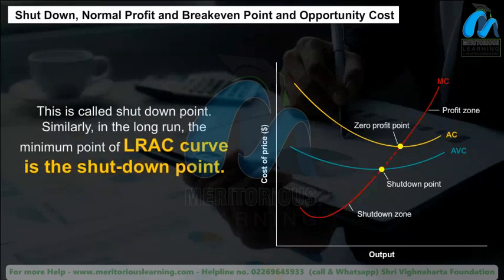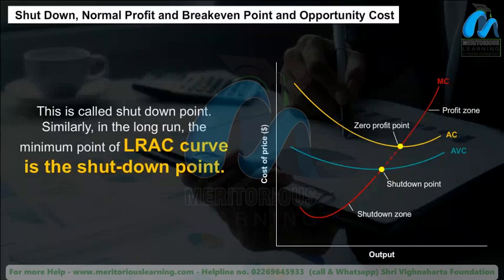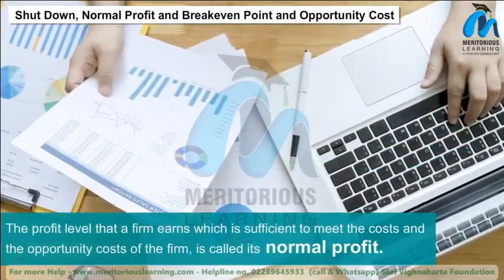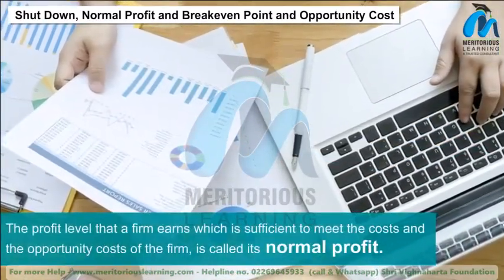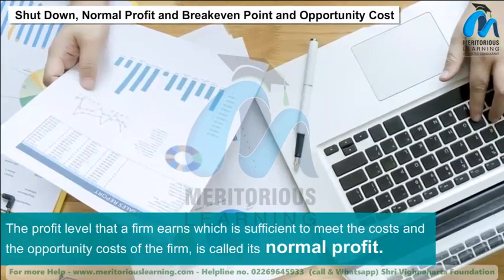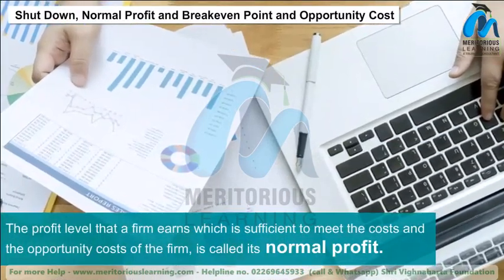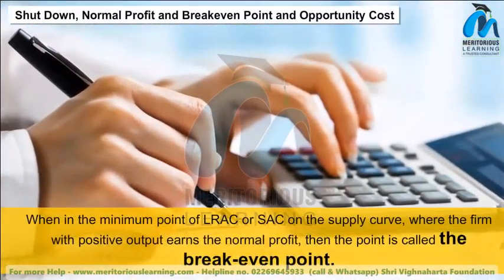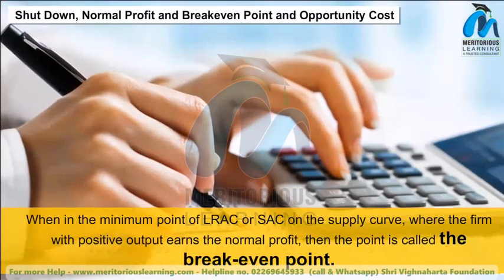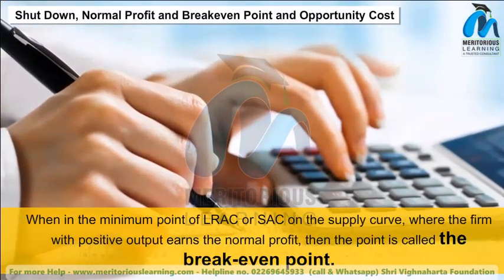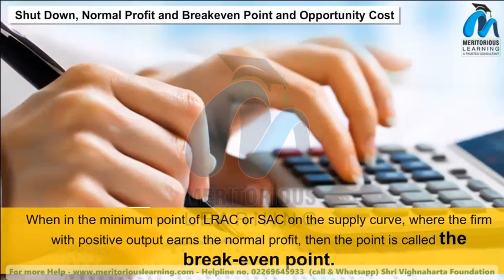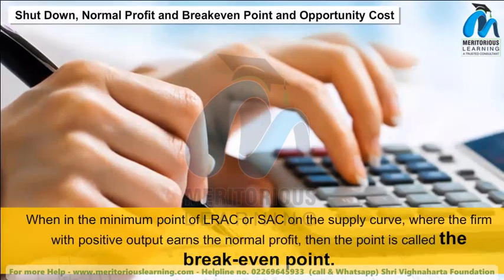Similarly, in the long run, the minimum point of the LRAC curve is a shutdown point. The profit level that a firm earns, which is sufficient to meet the costs and the opportunity costs of the firm, is called its normal profit. When, at the minimum point of LRAC or SAC on the supply curve, the firm with positive output earns the normal profit, the point is called the break-even point.